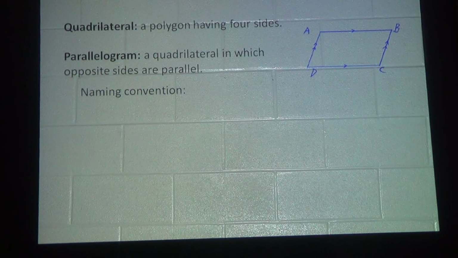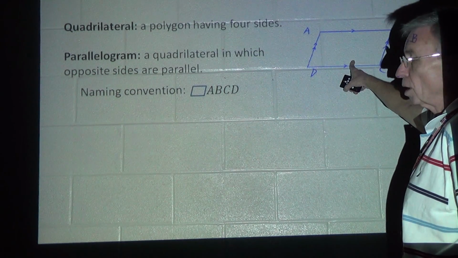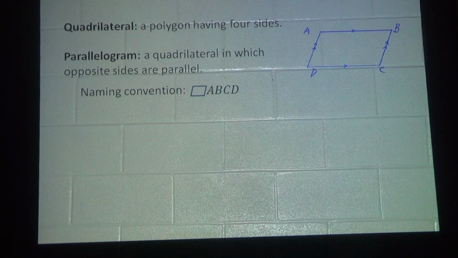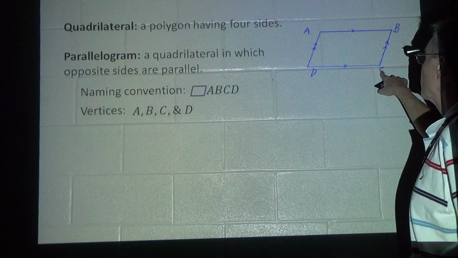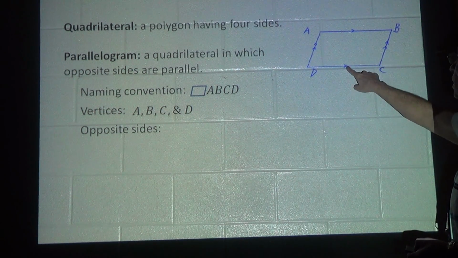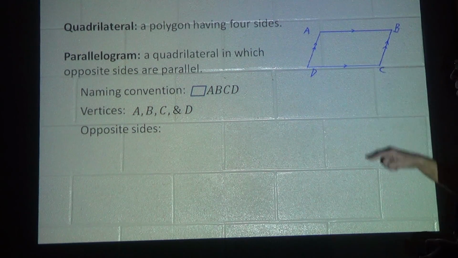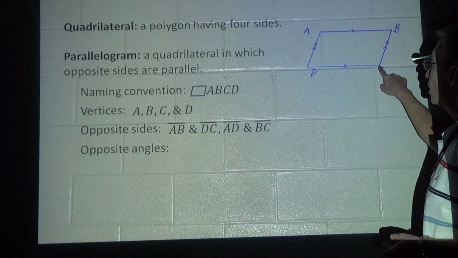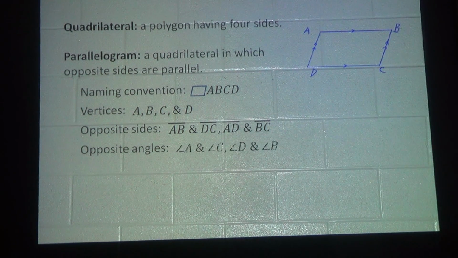The naming convention is this. This just means this is quadrilateral ABCD, and that's what this symbol out here means, is quadrilateral. Okay, the vertices, as you can see, are point A, point B, point C, and point D. Opposite sides in this case are going to be AB and DC and AD and BC. Opposite angles: you have angle A and angle C are opposite, angle B and angle D are opposite.